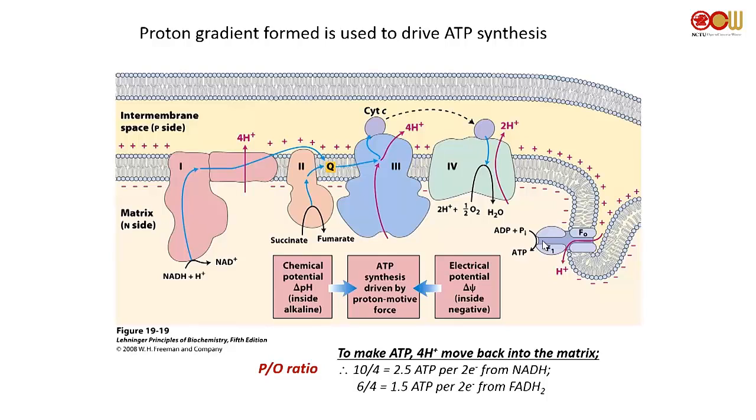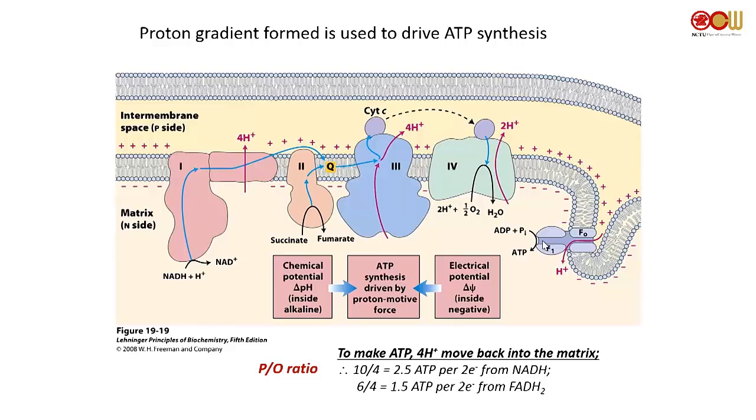Alright, so what you should see is that in both complex 3 and 4, you will have proton pumping. And in complex 1, you also have proton pumping, whereas in complex 2, you don't have proton pumping. So this is the reason why NADH can give you 2.5 ATP per 2 electrons, whereas FADH2 can only give you 1.5 ATP per 2 electrons. Makes sense? Because complex 2 does not pump protons into the intermembrane space.